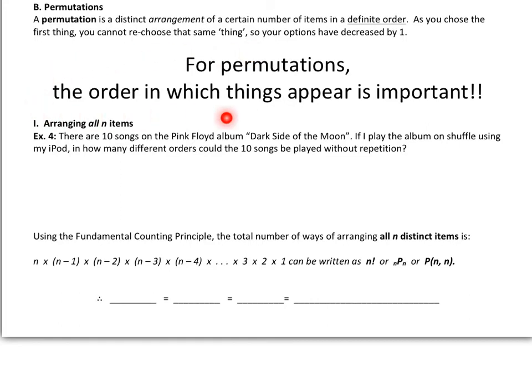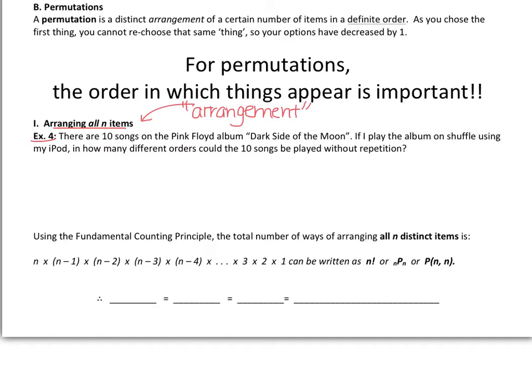For permutations, the order in which things appear is important. In this class, we're going to talk about two main types of permutations, ones where we arrange all the items, and some where we don't arrange all the items. In situations when you are arranging all the items given, this is sometimes also called an arrangement. We're going to move on to example number 4.